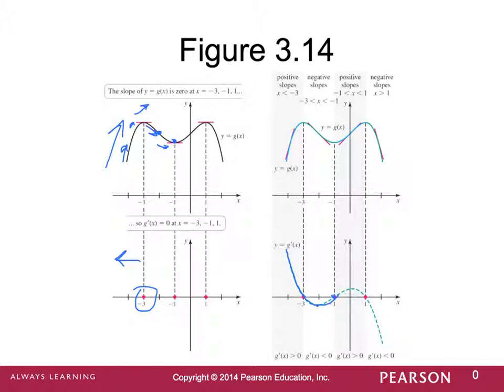And then what happens in that next portion from -1 to +1? Well, we have a positive slope. We're moving up and to the right. But what's happening to that slope?